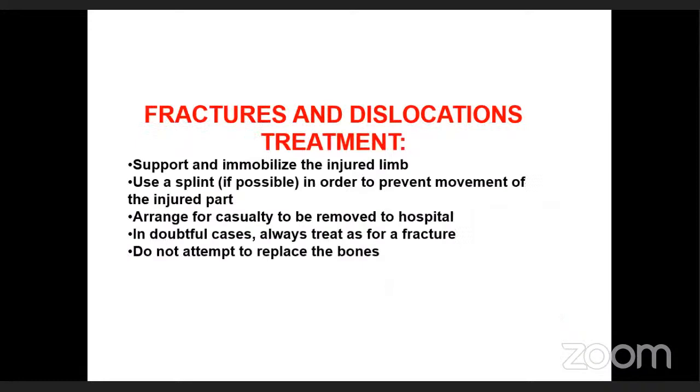Fracture and dislocation treatment. How do we treat fracture and dislocation? Support and immobilize the injured limb. Support the person and don't allow the person to move. Then use a splint, if possible, in order to prevent movement of the injured person. Arrange for the casualty to be removed to hospital. In doubtful cases, always treat as for a fracture. Do not attempt to replace bone.